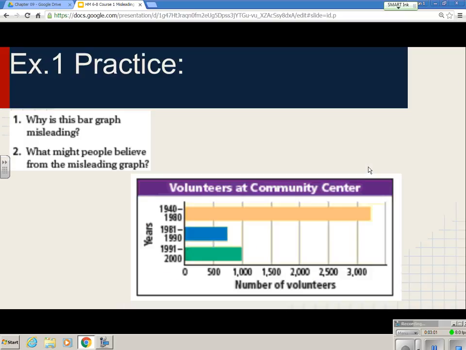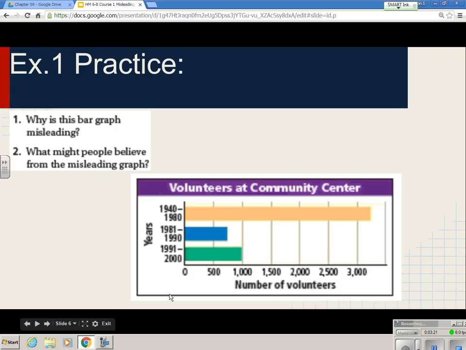All right, so I have a graph here I want you to look at. What I want you to do is try to tell me why this bar graph is misleading. So take a look at it. And then what might people believe from this misleading graph? What is it that people are being kind of lied to about? The graph is about volunteers at a community center.